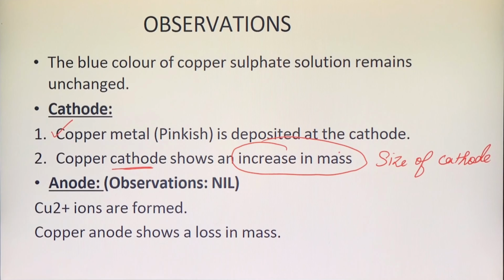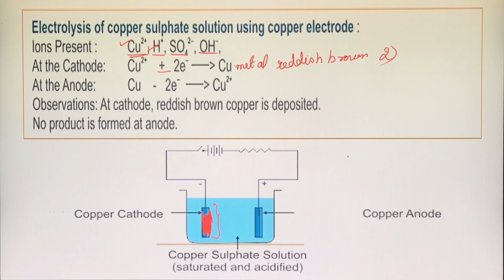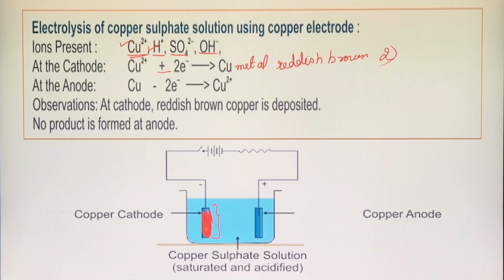And why is the size increasing? The size is increasing because, as you can see here, copper metal will slowly start coming and it will start accumulating at the cathode. Am I clear, children? Okay. Moving on towards the anode.